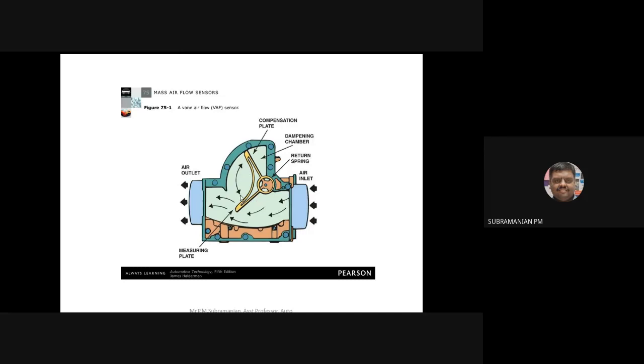That is a mass airflow sensor. I will be able to predict the mass airflow rate. Otherwise, I can use the term mass flow rate of air. Okay. This is the basic principle. By using a vane, I'm going to sense the airflow, and from that, I'm going to sense the mass airflow rate.